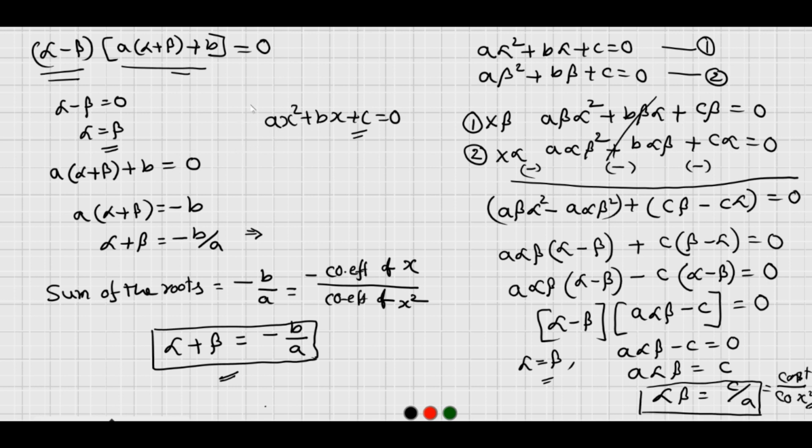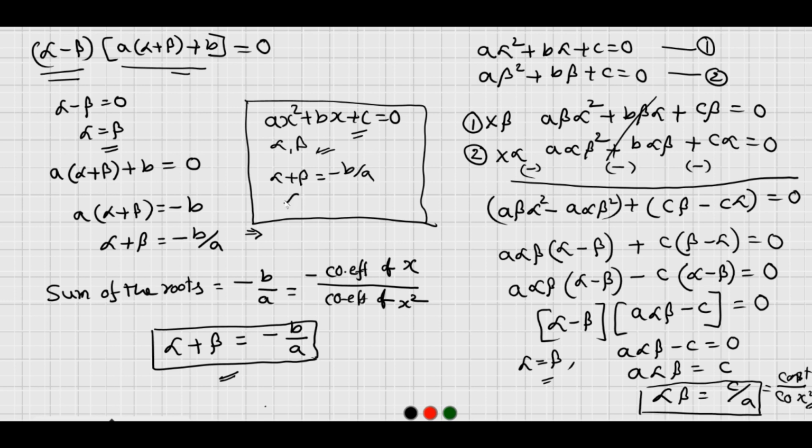In a simple way I am writing here, I am making one space here. This is the ax square plus bx plus c is equal to 0 equation. If alpha beta are the roots for this equation, roots meaning they satisfy this quadratic equation, then what you know is alpha plus beta is equal to minus b by a, alpha into beta is equal to c by a, right? Good.